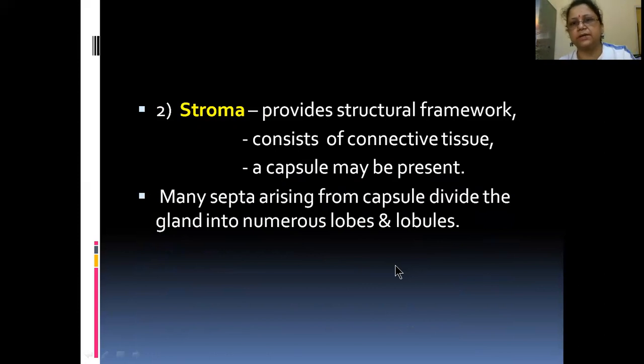I usually give the example of districts and mandals. Suppose one state is divided, this whole state has a boundary, that is the capsule. Then the state will be divided into districts. Again, districts will be divided into mandals. Why is it divided? To have better organization, better administration. So similarly here also, the blood supply, nerve supply, or the secretion, whatever is produced, it will be secreted there. Okay, the function of the gland will be proper.